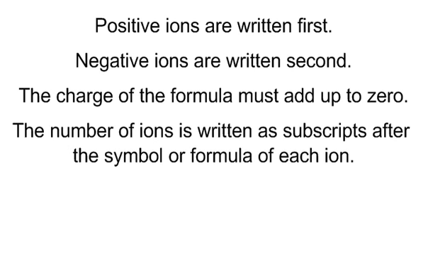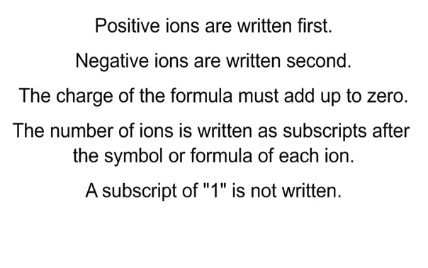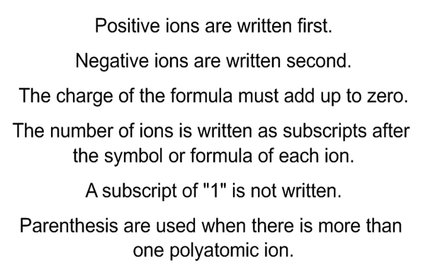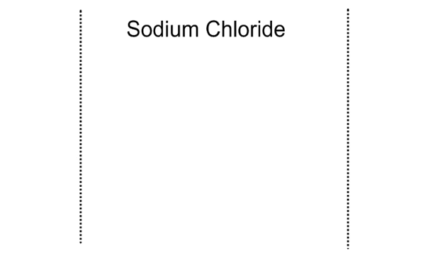To indicate the number of ions, we use subscripts written after the symbol or formula for each ion. A subscript of 1 is not written, it's understood. And whenever we have more than one polyatomic ion, we need to put parentheses around them to indicate how many groups we have. A couple of practice exercises.